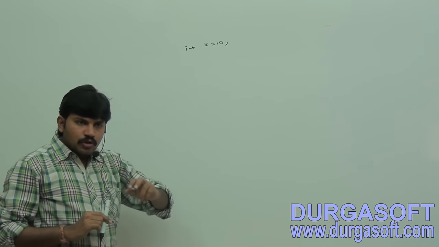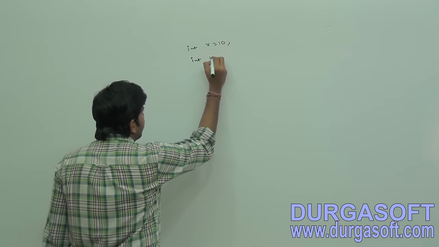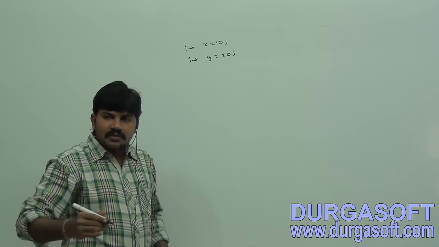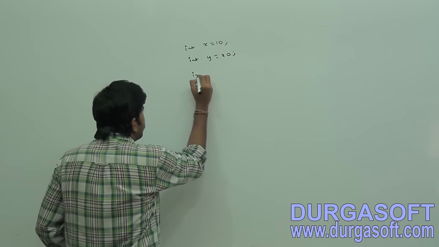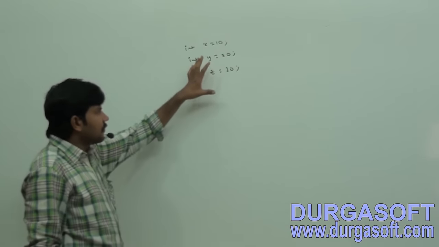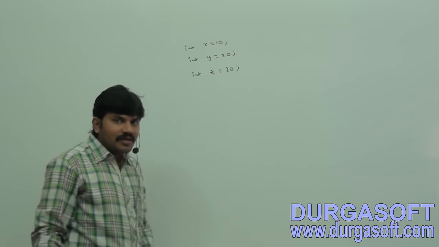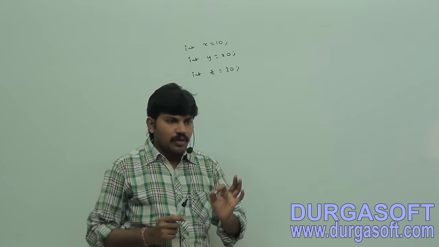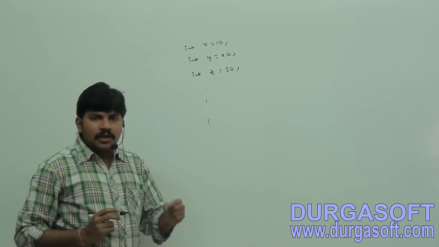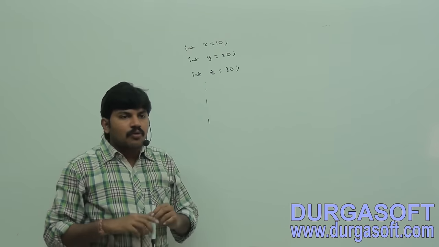Suppose I want to represent two int values, then two variables are required: x for 10, y for 20. For 3 int values, we go for 3 variables: x, y, z. Suppose I want to represent 10,000 values, then going for 10,000 variables is the worst kind of programming practice, because in 10,000 lines of code, which variable represents which value, so readability of the code is going to be down.